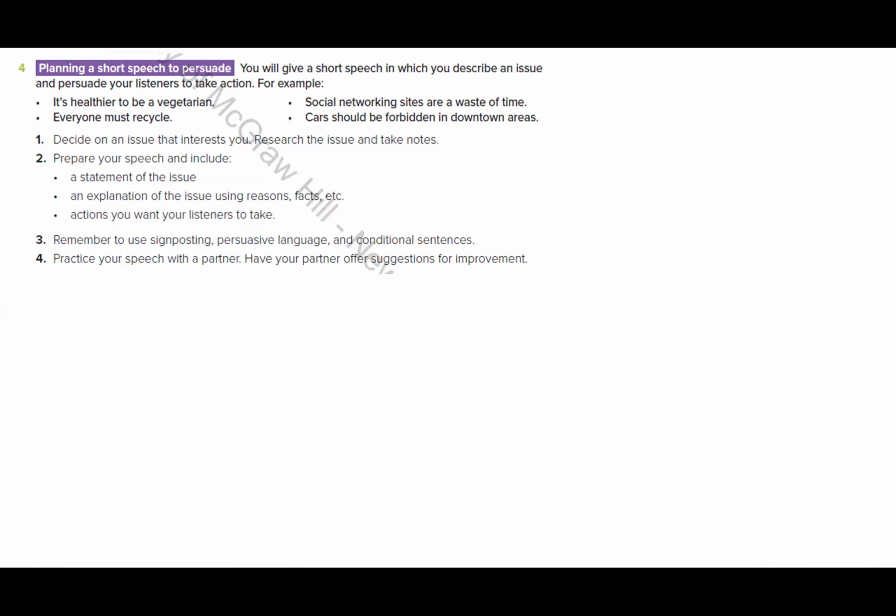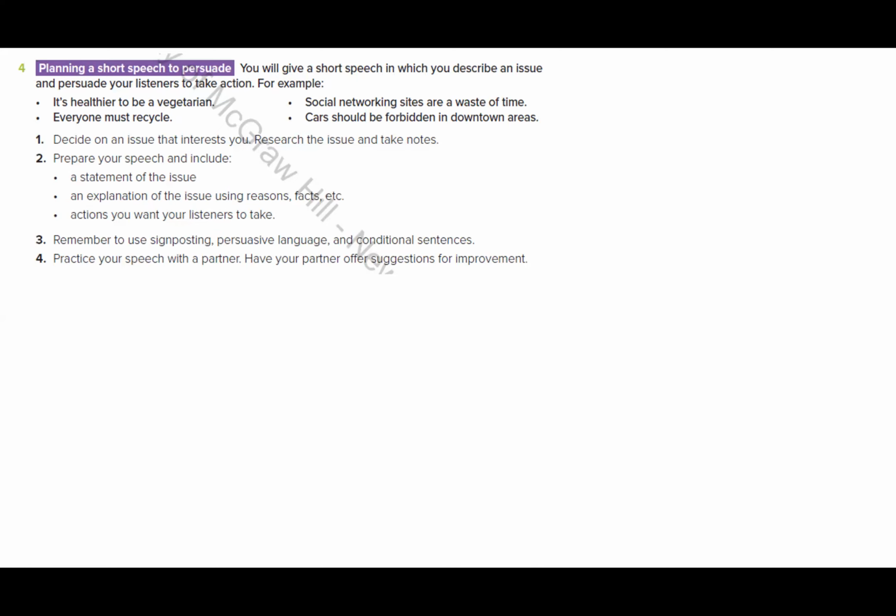Here, planning a short speech to persuade. We want to write a persuasive speech. You have 4 topics. Topic number 1, it's healthier to be a vegetarian. Topic 2, everyone must recycle. Topic 3, social networking sites are a waste of time. Topic 4, cars should be forbidden in downtown areas. These are 4 topics. I chose one of them to show you how to write a persuasive speech.